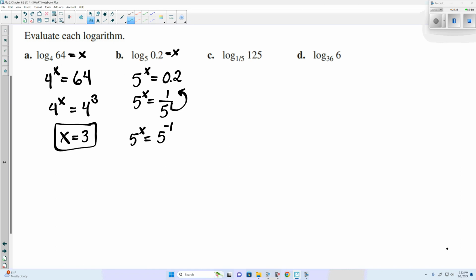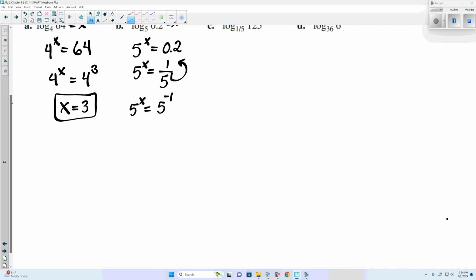Because the 5, whenever we move a number from the top of the fraction to the bottom or bottom to the top, its exponent changes from positive to negative or negative to positive. Normally, we do this if the exponent is already negative, then we move it to the top or bottom to get it to be positive. But there's nothing that says that we can't do it the other way around. And the reason we do this is because now the bases are both 5, which means the exponents have to be the same.